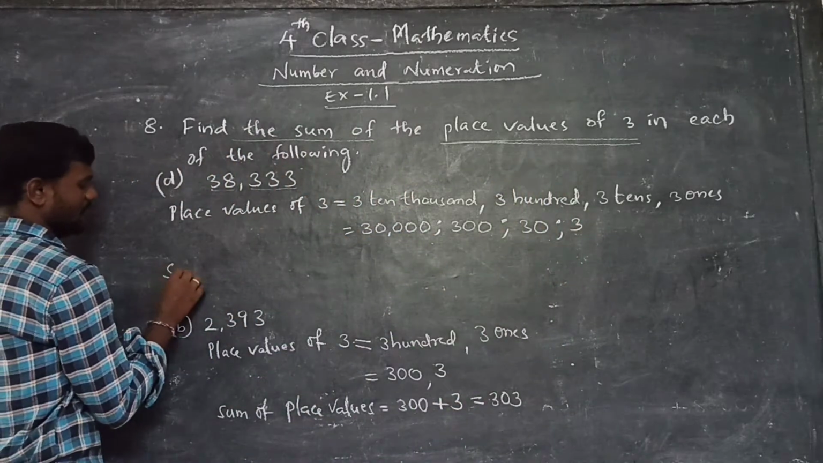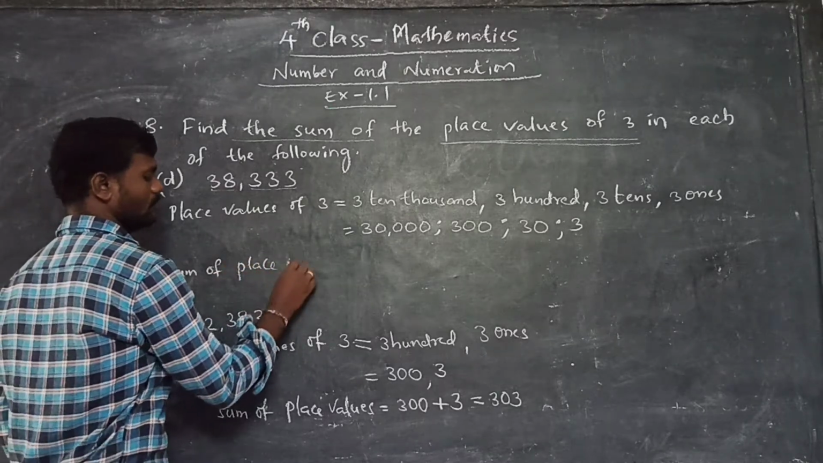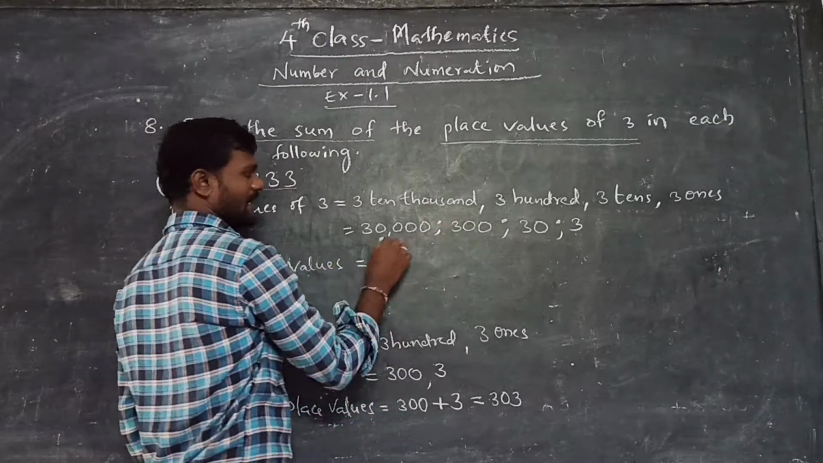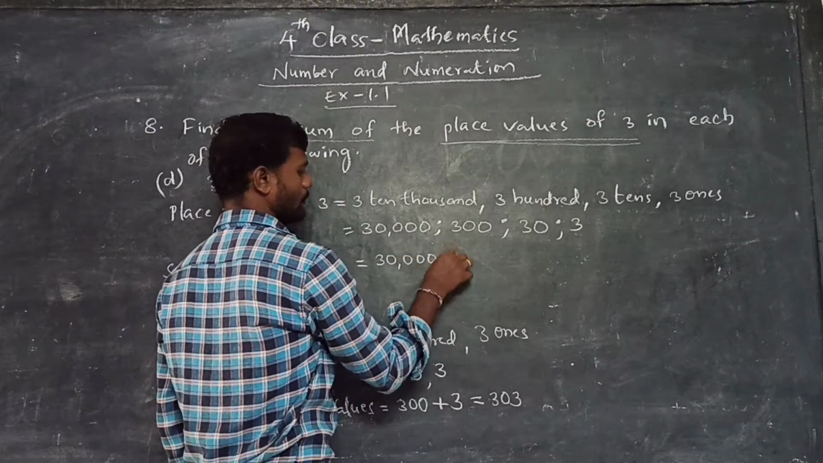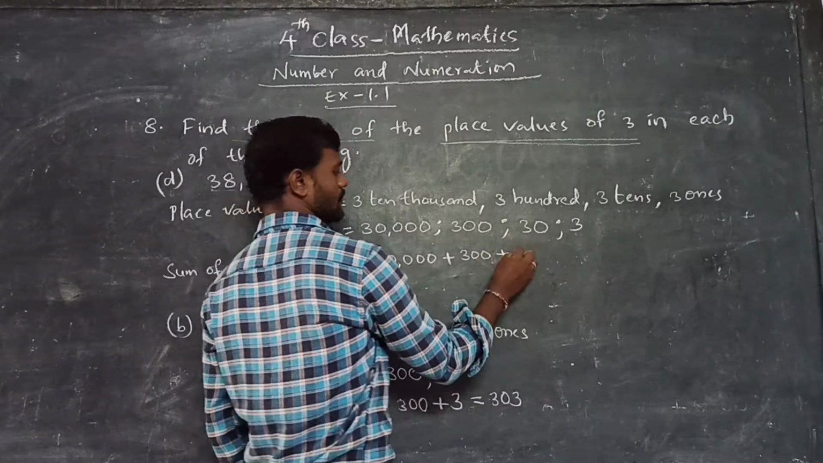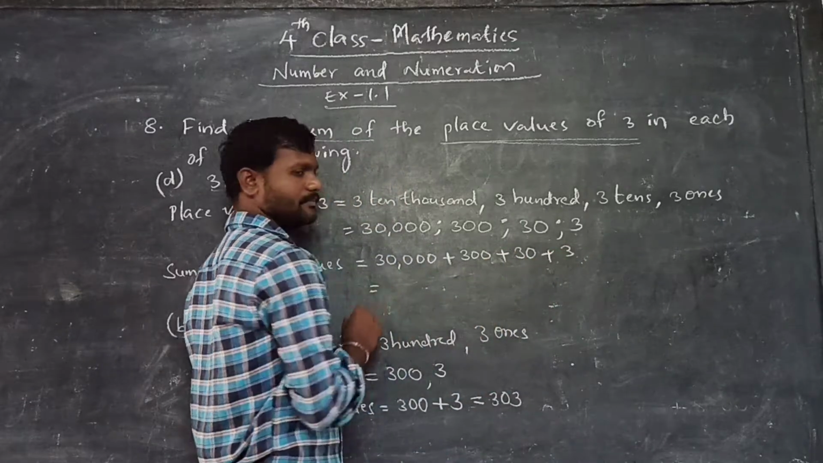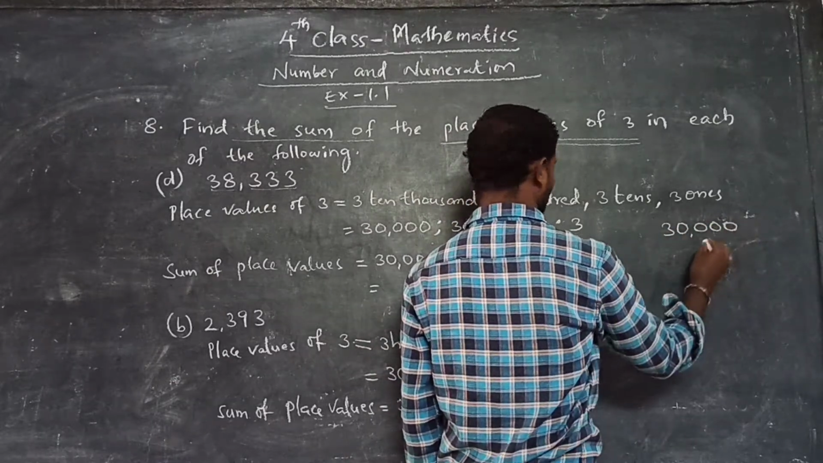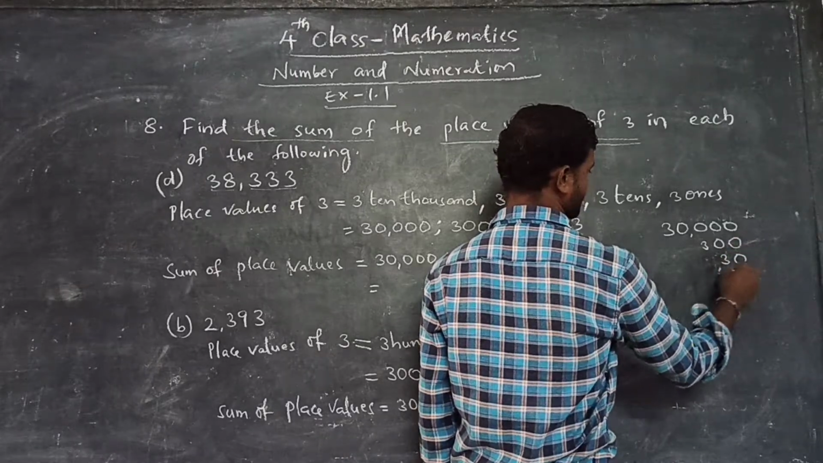Now sum of place values. What is the sum of place values? Sum means do the addition of all these numbers. 30,000 plus 300 plus 30 plus 3. Add all of them. What will you get? Just write like this. 30,000. Another number is 300. Another number is 30. Another one is 3.